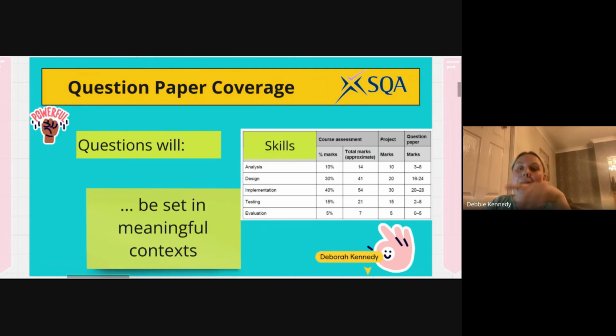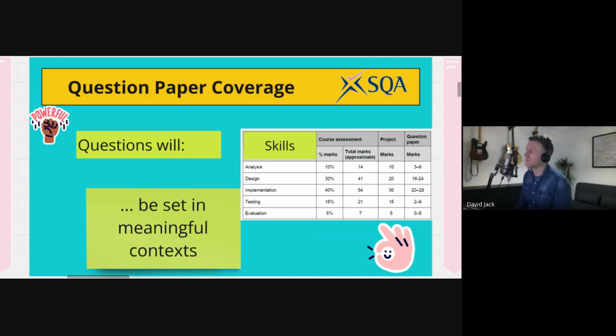Now, the bit I like here is that we can tell you exactly how many marks are for design and how many are for implementation. We can see how many marks are going towards design in the actual question paper and how many are going for implementation.